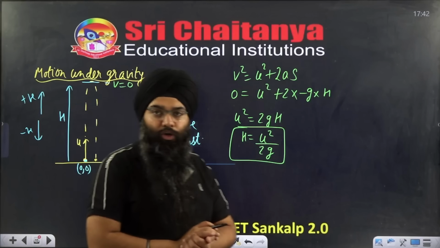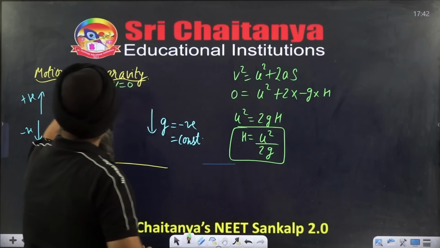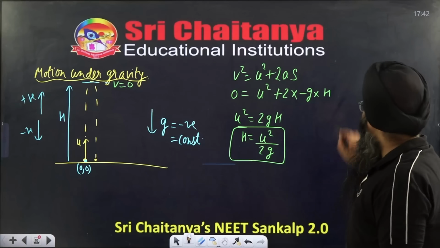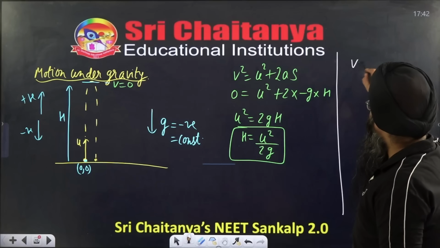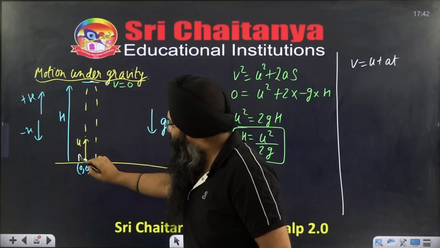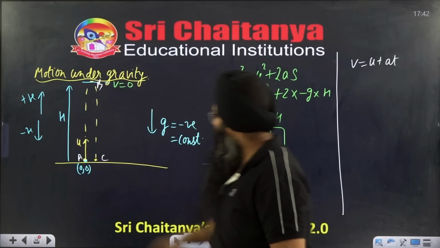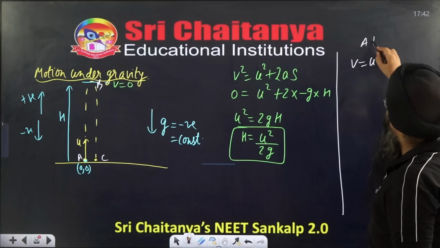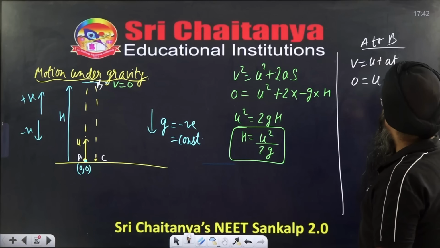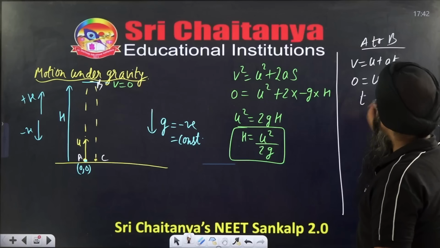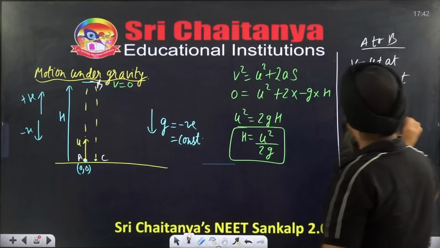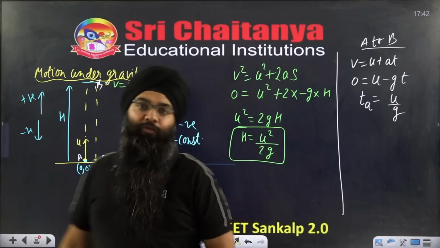If I want to calculate the time to go from here to here, how will I calculate the time? I can directly write V = U + AT. Let me mark these points also. This is A, this is B, and this is C. So from A to B I am writing the equation. Final velocity is 0, initial velocity U, minus g into t. So the time to go from A to B, which is called the time of ascent, will be given by U/g.